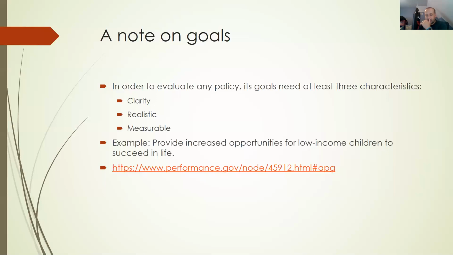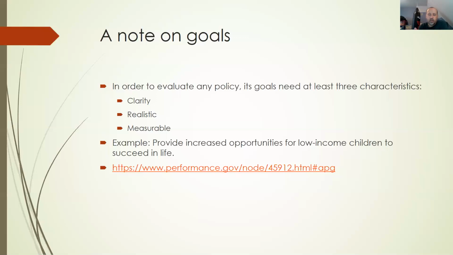Okay, so there's a couple potential problems with this as a goal. The word opportunities is pretty vague. What exactly do we mean by opportunities? Are we talking about economic opportunities? Are we talking about health opportunities? What is it exactly that we mean by that word?